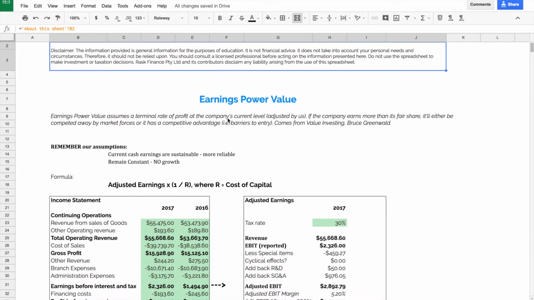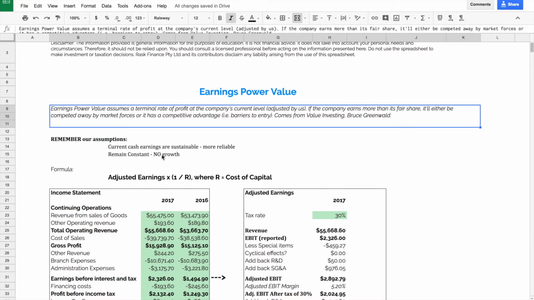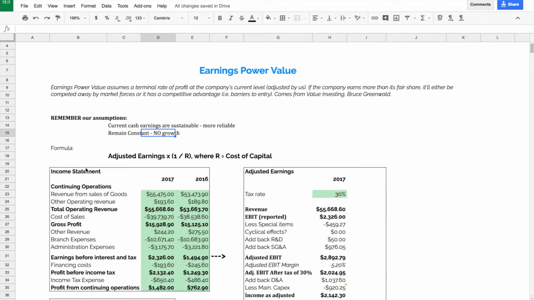Okay, so earnings power value, what is it? Earnings power value assumes a terminal rate of profit at the company's current level, adjusted by us. If the company earns more than its fair share, it'll be either competed away by market forces or it has a competitive advantage, i.e. barriers to entry. Let me just break that down for you.